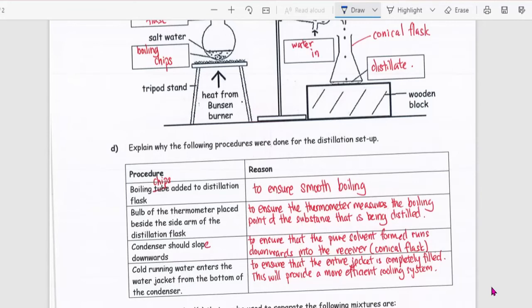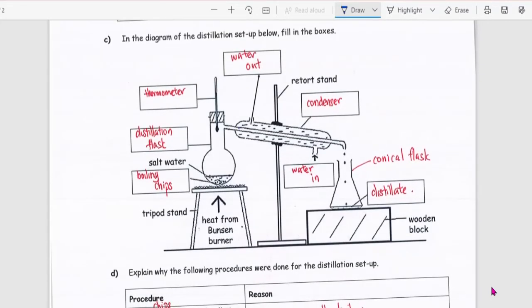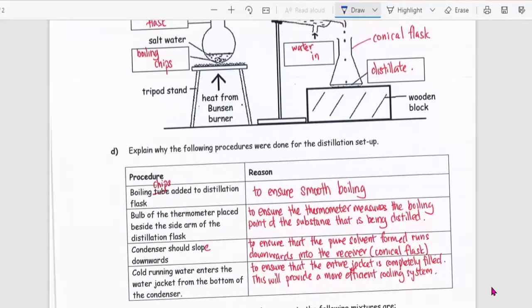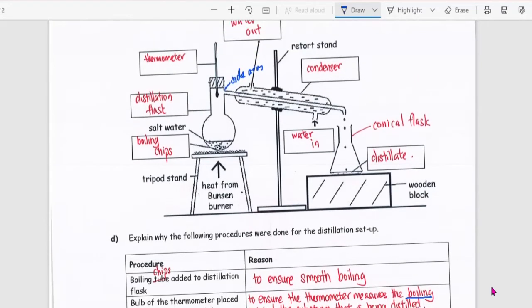Next, the bulb of the thermometer is placed beside the side arm of the distillation flask. You can see the thermometer is placed just beside the side arm. Why? This ensures that we are measuring the boiling point of the substance that's being distilled. Imagine you put it in here, and the thermometer is long enough to reach here. You're actually measuring the boiling point of the salt water. That's not what we want. We want the boiling point of the gas that's coming out.